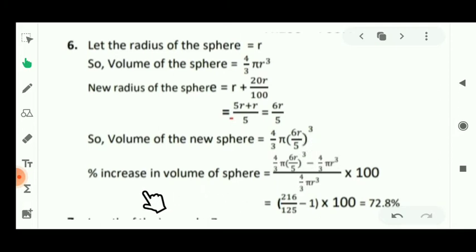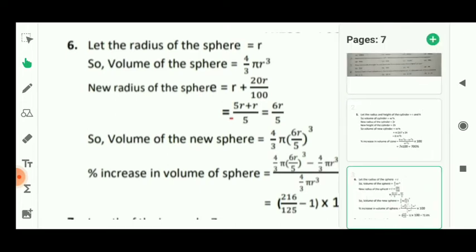So in the last, we will find out the percentage increase in volume of a sphere, that is volume of new sphere should be subtracted by volume of a sphere, divided by volume of a sphere, multiplied by 100. After solving it, its value will be 72.8. Let's see the question number 7.